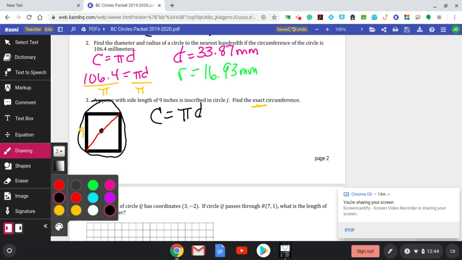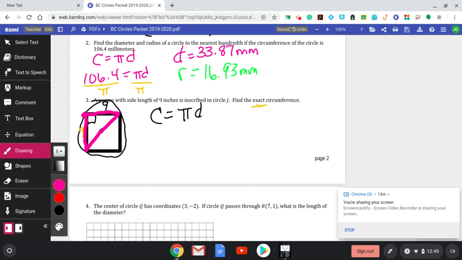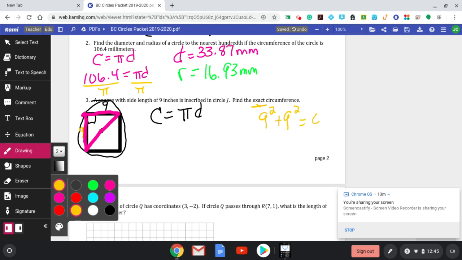Well, it's a square. I know that's 9. Every side's 9. What about the angles, kids? What do I know about the angles? Oh, they're right angles. So you're saying I have a right triangle here where I know 2 of the sides and I'm trying to find the hypotenuse. You know what the deal is. Here we go. 9 squared plus 9 squared equals c squared.